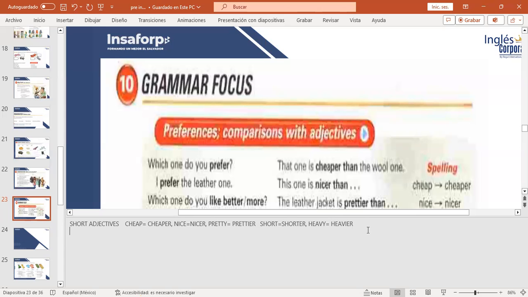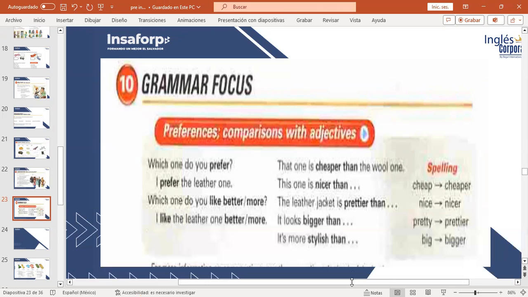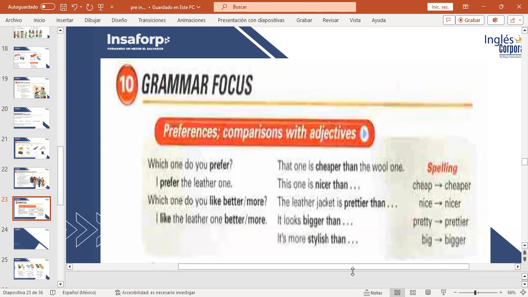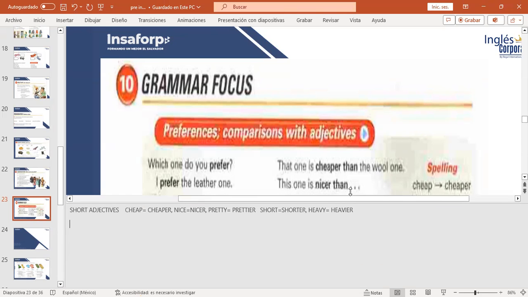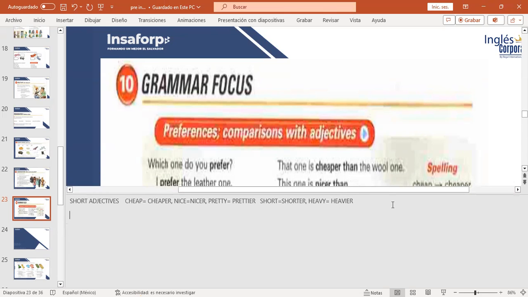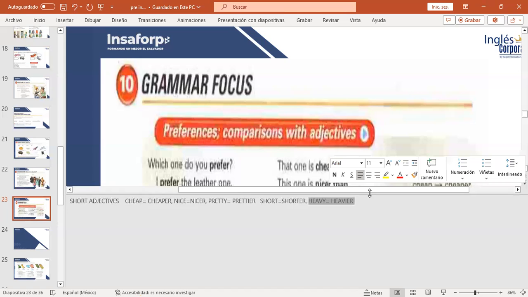Okay, teacher, but we have long adjectives. ¿Qué pasa con los long adjectives? Ah, pero no los estamos viendo, ¿verdad? Ah, vamos a confundir. Ahí lo vamos a dejar. We are talking about short adjectives; long adjectives we're going to study in another class. There are no questions? We'll continue.